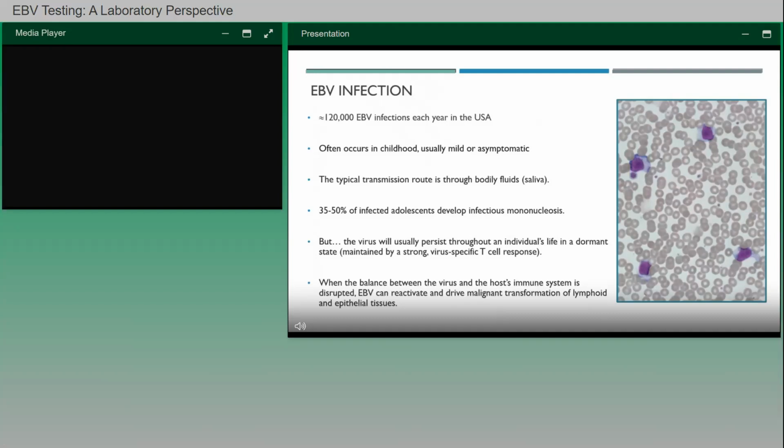And that reactivation and the severity of the initial infection is the risk factor for malignant transformation. And we'll talk about that in a second. So infectious mononucleosis is usually seen about 1 month after transmission. So one month after contact, you start to see symptoms.